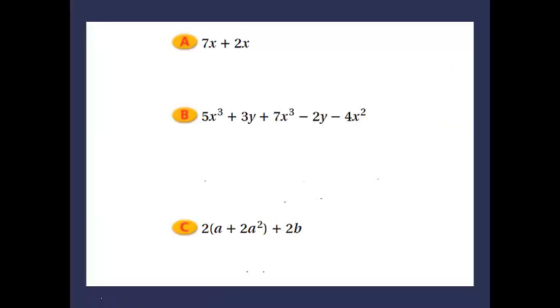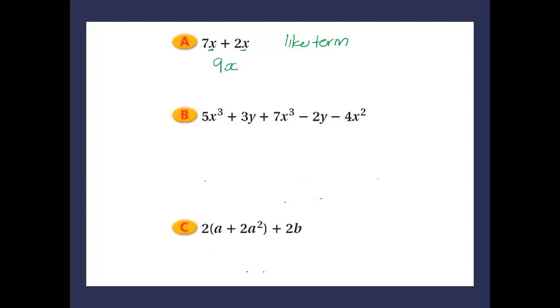Here's a question that says 7x plus 2x equals, remember we're simplifying. So because my variables are the same, they are like terms, and I am going to add my like terms. So 7 plus 2 is 9, and x stays the same.